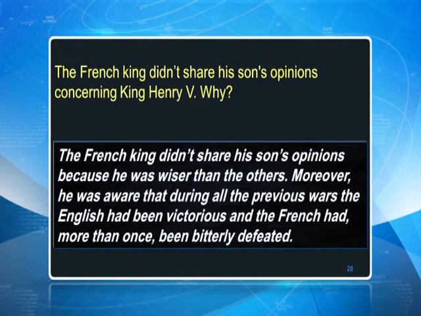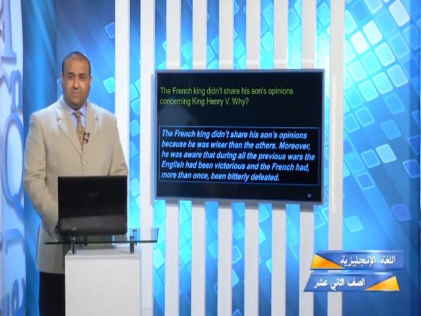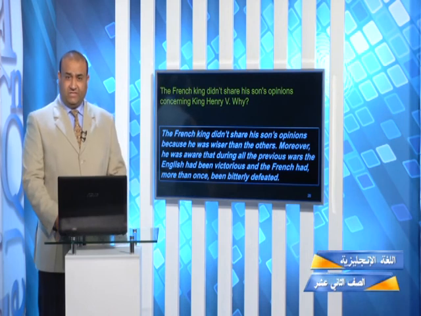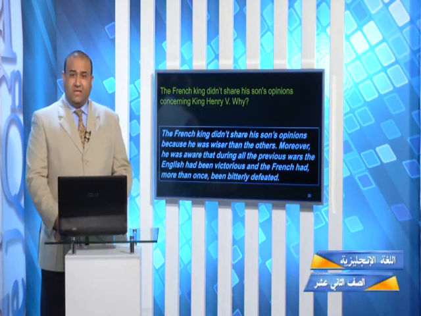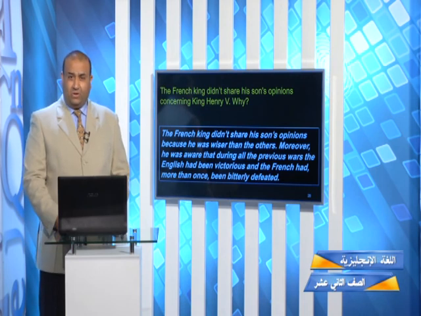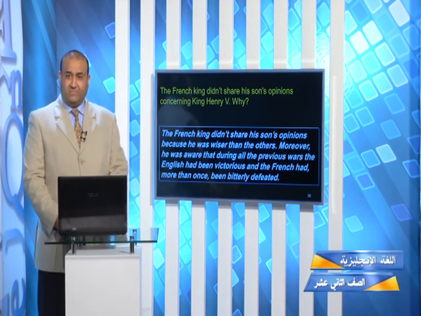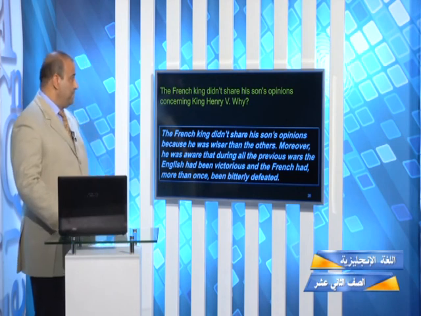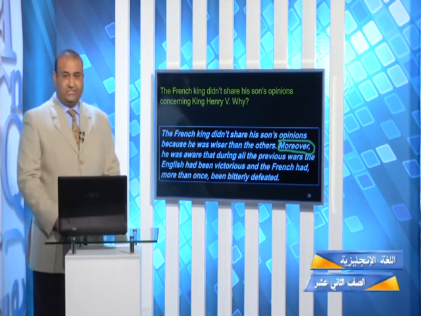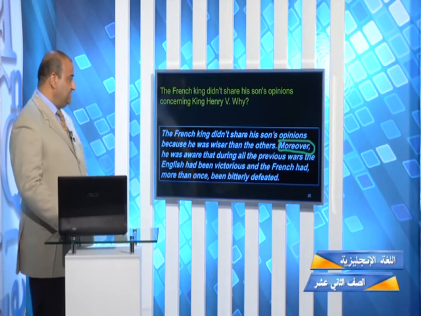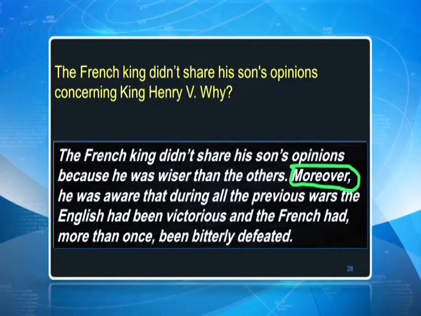Moreover, he was aware that during all the previous wars, the English had been victorious, and the French had, more than once, been bitterly defeated. So this king is not only wise, but also experienced enough to know how to take decisions, because he is an old man and he knows in advance what happened during the whole history. So the King of France is a wise man, an experienced man. I have used these linkers in order to link my sentences to have a good and cohesive paragraph.